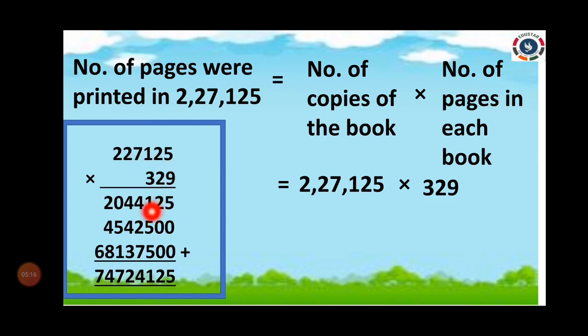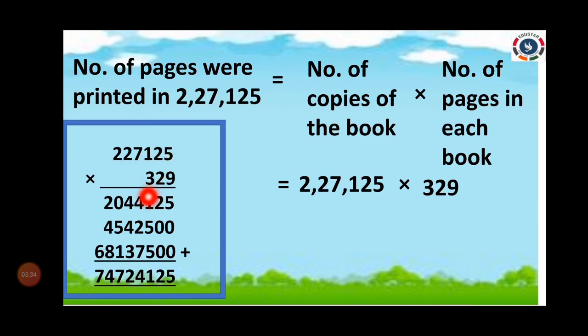2,27,125 into 2, how much now? Yes, how much? 4,54,250. Okay, the next thing, we are going to multiply by 3.